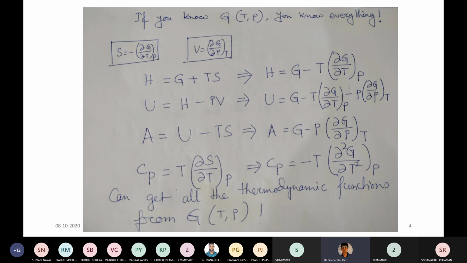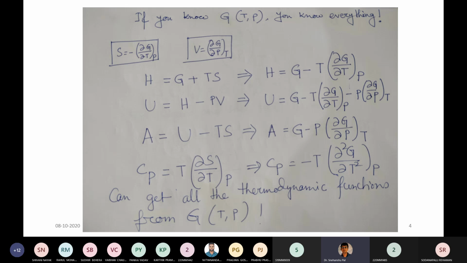In the same way, if you go for Helmholtz free energy, A equals U minus TS, and A equals G minus P del G del P at constant temperature. So even Helmholtz free energy can be expressed in terms of G as a function of temperature and pressure, and you must remember that temperature is on the absolute scale.